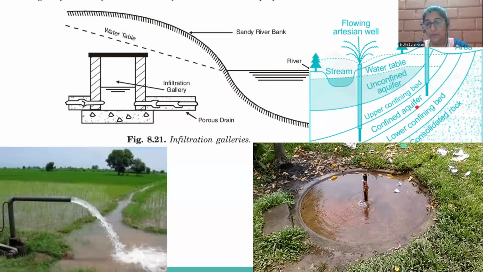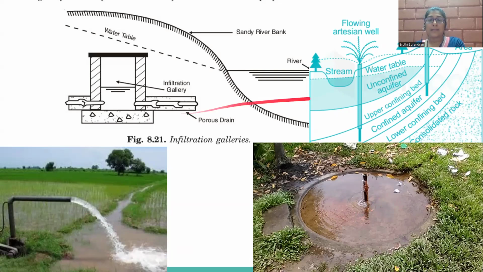So some artesian wells also have a situation where, because of the water pressure inside this confined aquifer, the water will start flowing out of it. Such cases are, I think, an example of the flowing artesian well. So such a well is called a flowing artesian well.